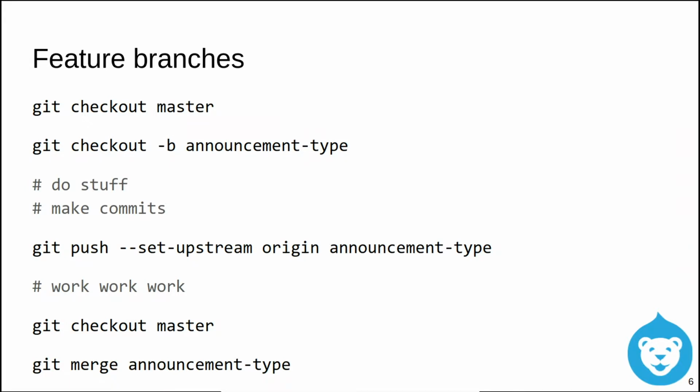You do your stuff, you make your commits, and then probably you're going to share it up to your shared environment, do some more work, whatever happens, and then when you're done, you go back to your master branch, and then you merge the feature branch into master. This part is kind of optional. You don't necessarily need to share it up. In a lot of situations you're going to do that if you're working with other people.